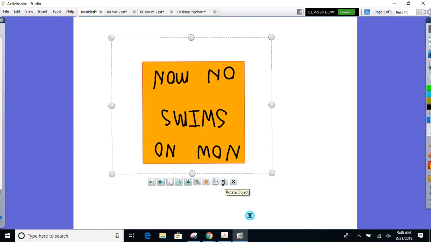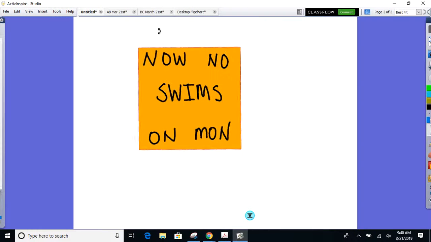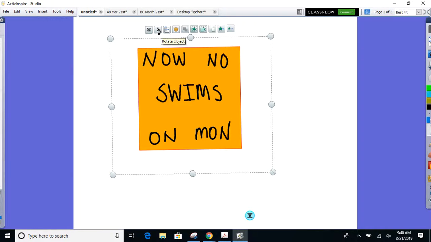Monday? Now, no swims on Monday. Point symmetry, right? Good? It's got point symmetry, flip it upside down, still the same sign, right? All right, good? Line symmetry, point symmetry, you can flip it upside down.